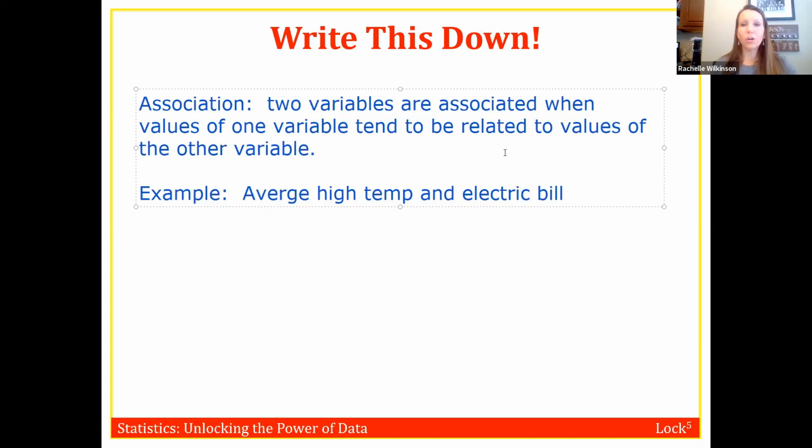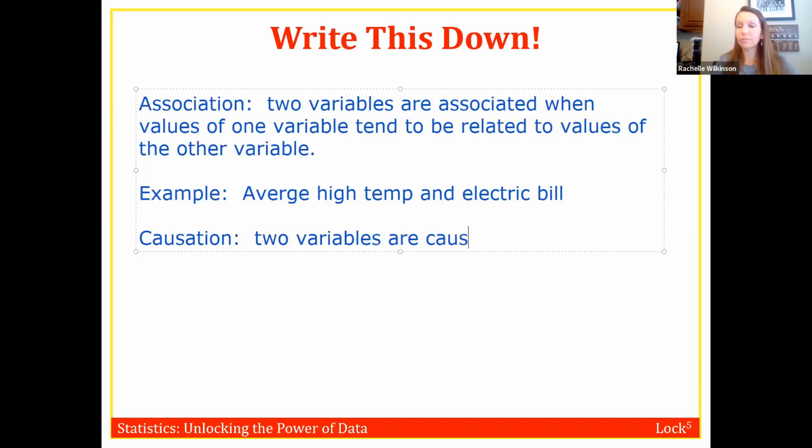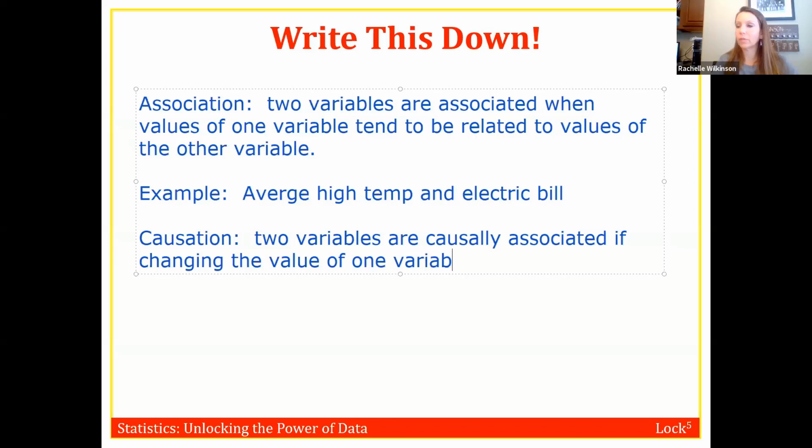All right, so our next term here is causation. Two variables are causally associated if changing the value of one variable influences values of the other variable.